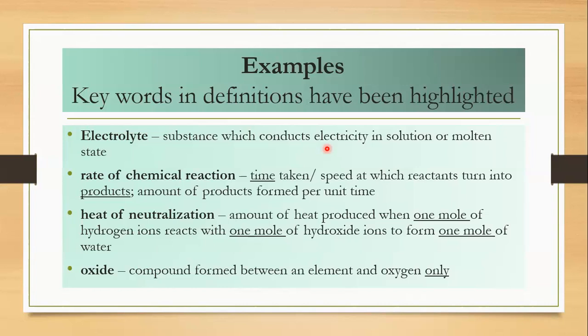Then when you look at the definition for oxide, I underlined the word only. Why have I underlined it? It is for purposes of emphasis. When you're defining the word oxide as a compound formed between an element and oxygen and you stop there, that is not correct because we have many other compounds in which elements can combine with oxygen. But in this case, it must be with oxygen only, an element and oxygen only. So if the word only is missing, you are giving us an incomplete answer, incomplete meaning. You started well, but you are not finishing well. So when you're reading these definitions and you see that the different textbooks are defining in different ways, work together with your teachers to harmonize the keywords in these definitions.